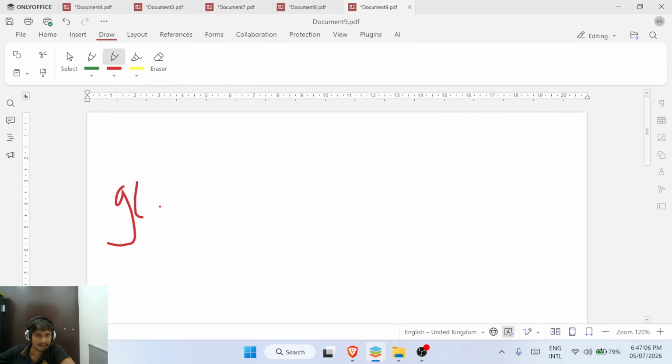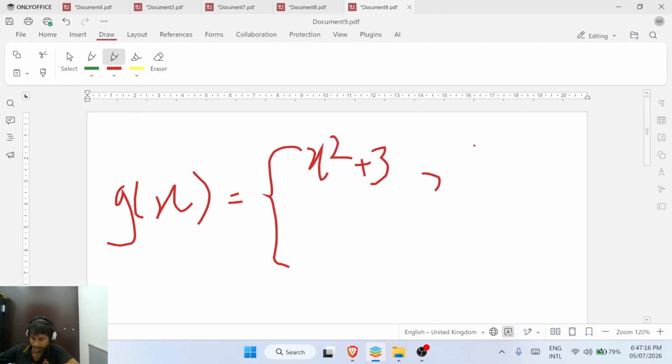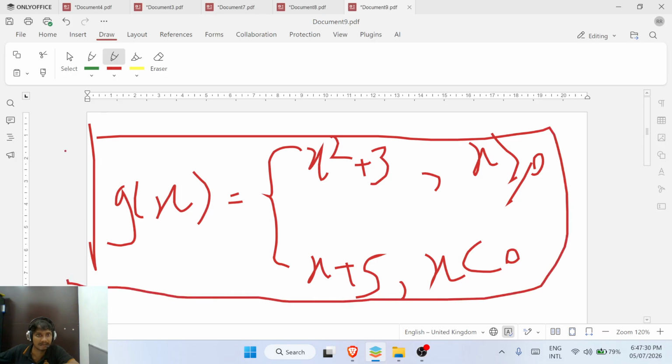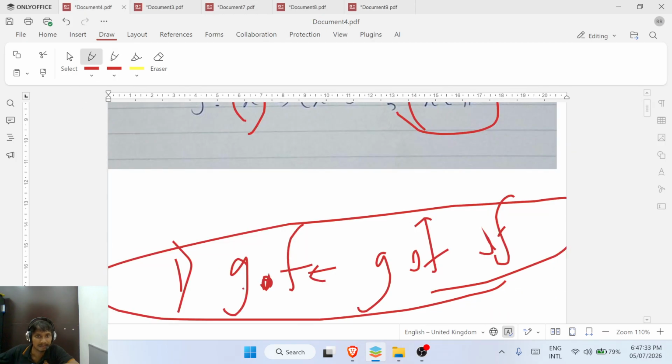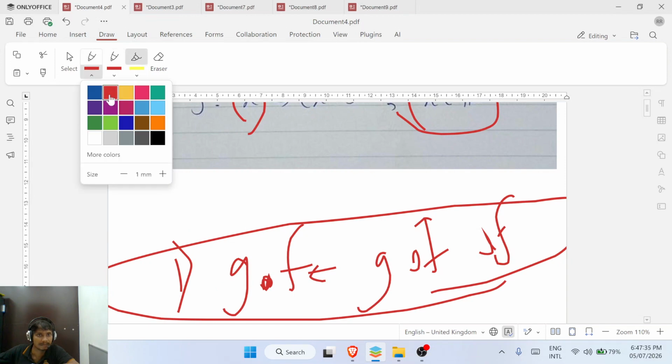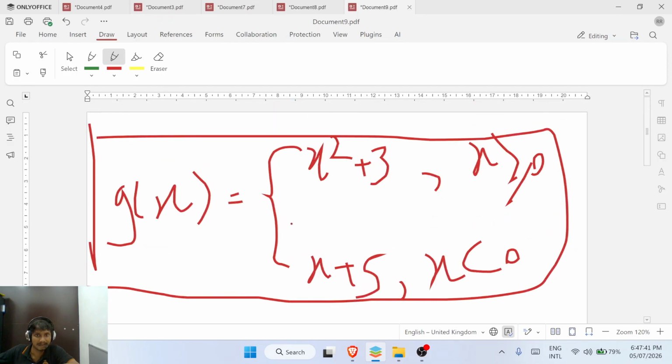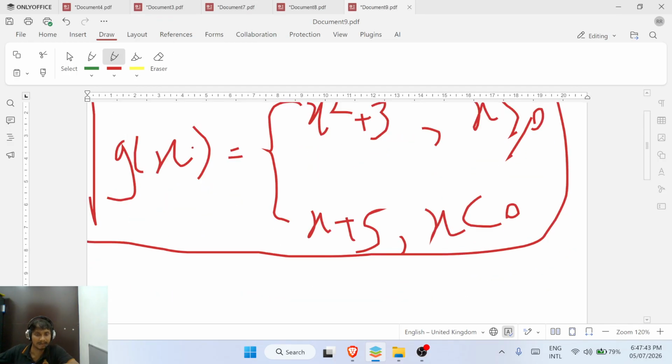g of x is equal to x square plus 3 for x greater than or equal to 0, and x plus 5 for x less than 0. This is the final answer for the first question. What is the first question? g of f. Now we have found the answer for g of f.